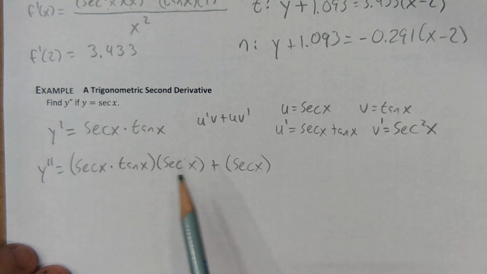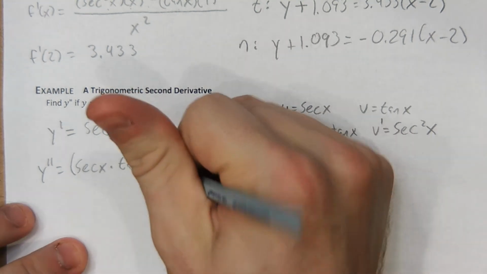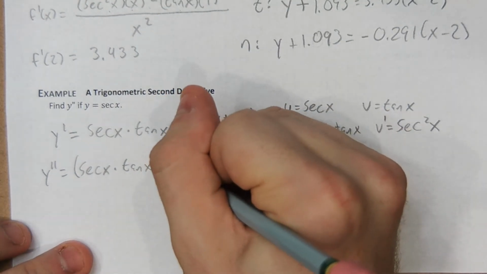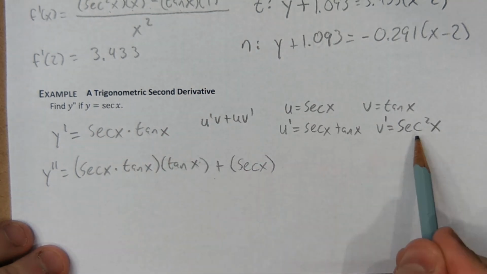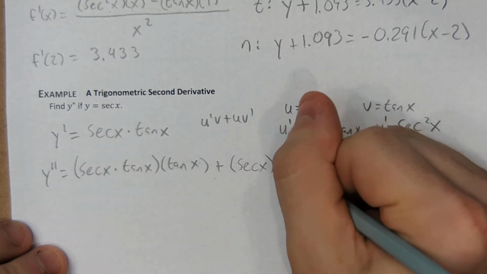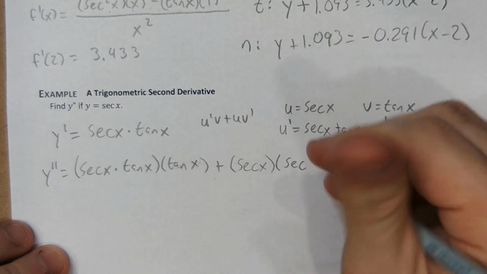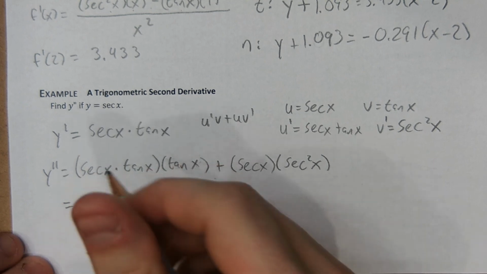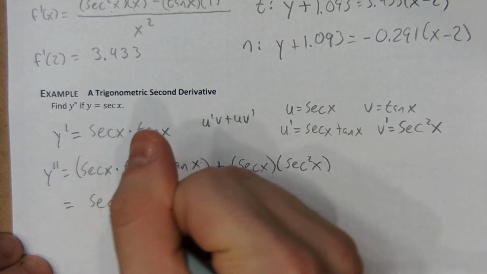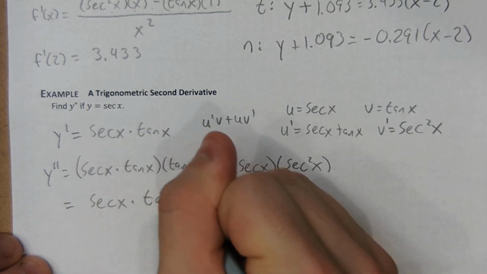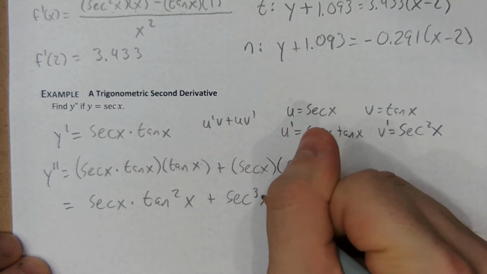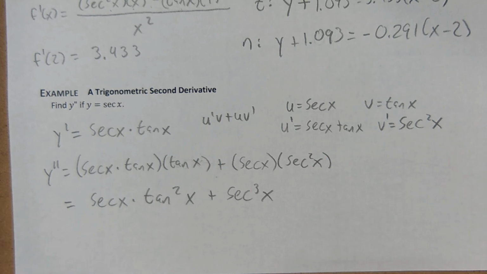Anyway, u prime v, that's supposed to be a tangent. I swear I'm smart. U prime v plus u v prime. There we go. Luckily, I didn't get too far into this question. Equals, you're going to get secant x times tangent squared x plus secant cubed x. Are there some trig identities hiding in there somewhere? Maybe, but we don't need to dig for them.